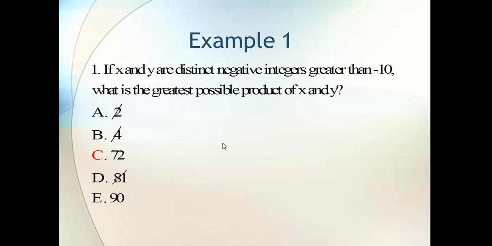Now, let's say you didn't have the time to do that and you had to go faster, or you couldn't figure out how to find the product for E. What would you do? You would use the process of elimination to eliminate 3 out of the 5 possible answers. A and B are definitely wrong because that's not the greatest possible product, but the smallest. D is wrong because 9 times 9 is 81, or negative 9 times negative 9 is 81, and x and y must be different, distinct negative integers, not the same. So you immediately eliminate D, and therefore the correct answer is either C or E.